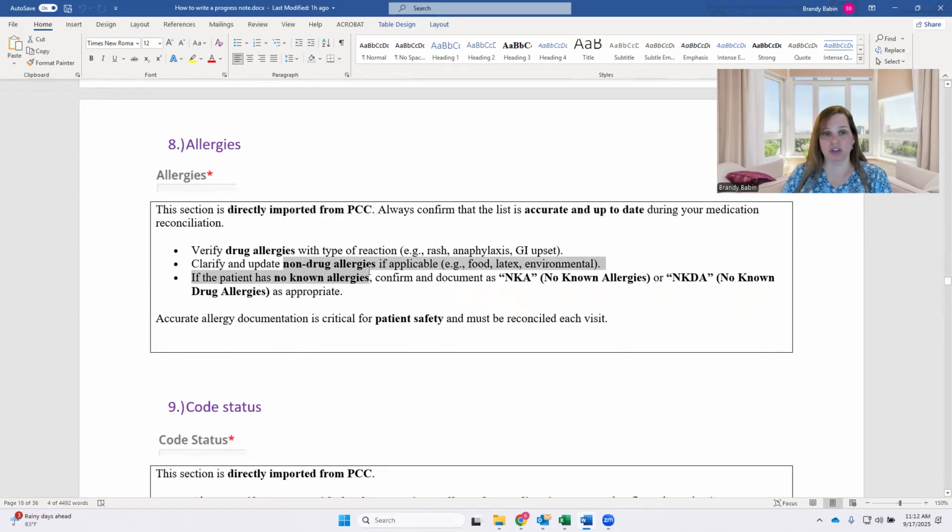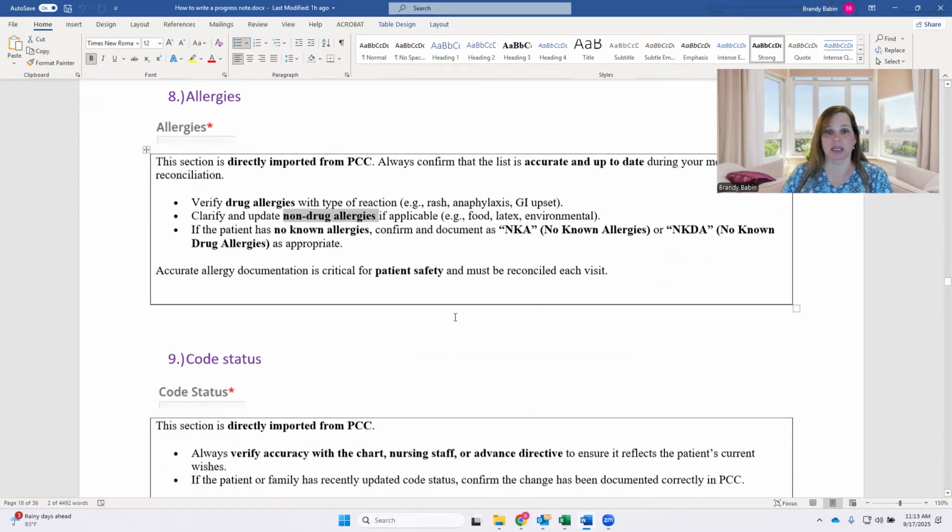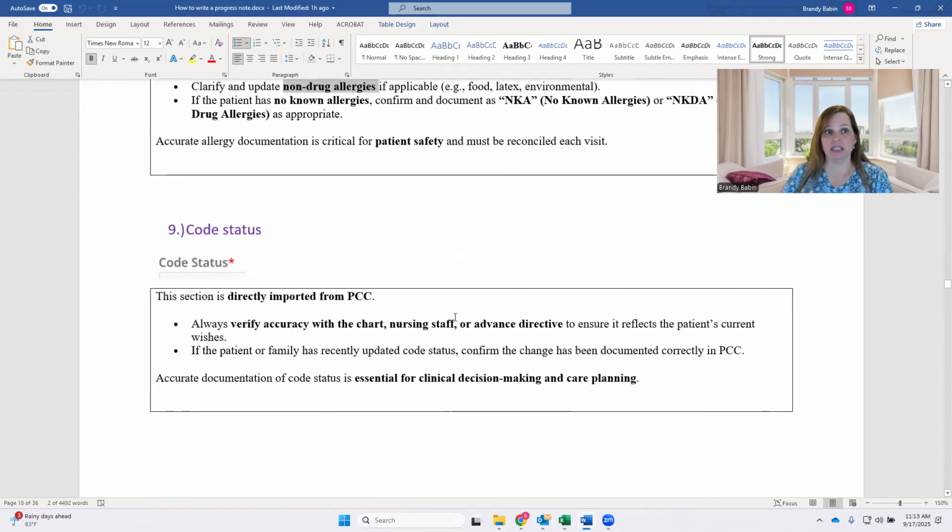Clarify non-drug allergies. And then if the patient has no known allergies, just confirm that. Under code status, you're going to look and make sure that there is a code status there. If the patient is alert and oriented, you're on your very first assessment, you're going to do advanced care planning if they're a full code.